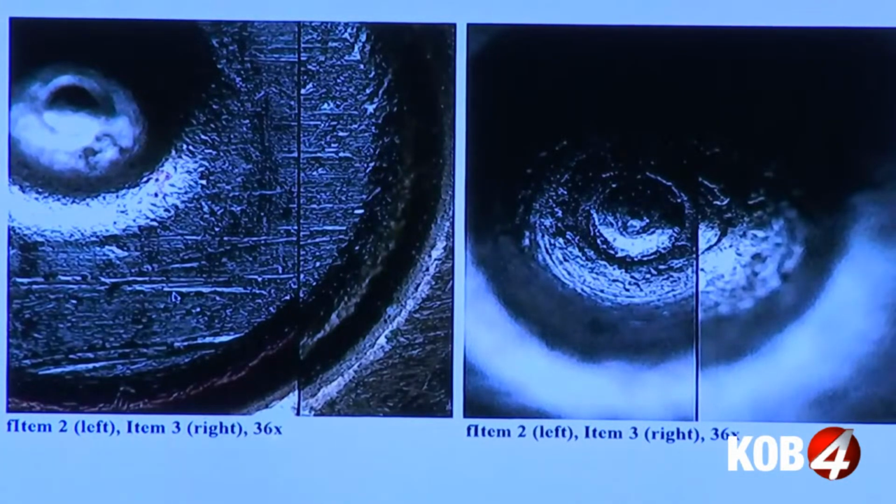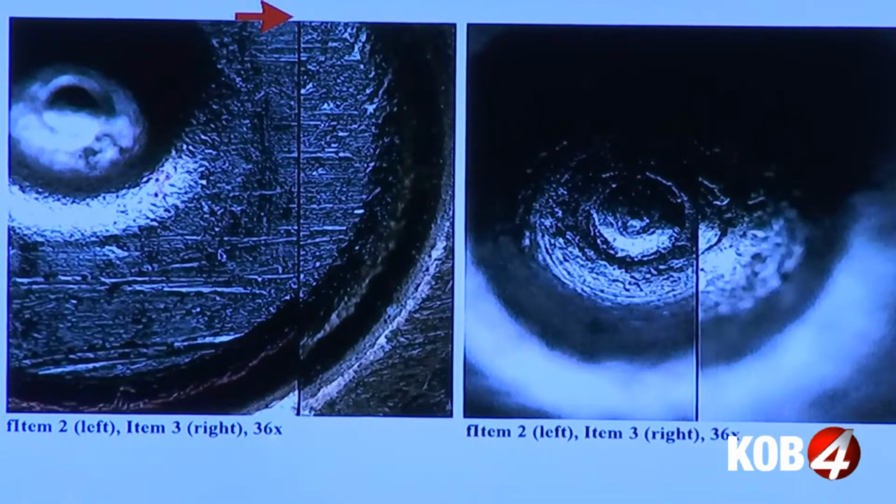I can mount two specimens. There are two separate microscopes connected by an optical bridge, and there's a binocular eyepiece at the top. When I look through that binocular eyepiece, I can see images of both specimens side by side. In the left image, there's this black line running down the center. That's what separates the two cartridge cases.